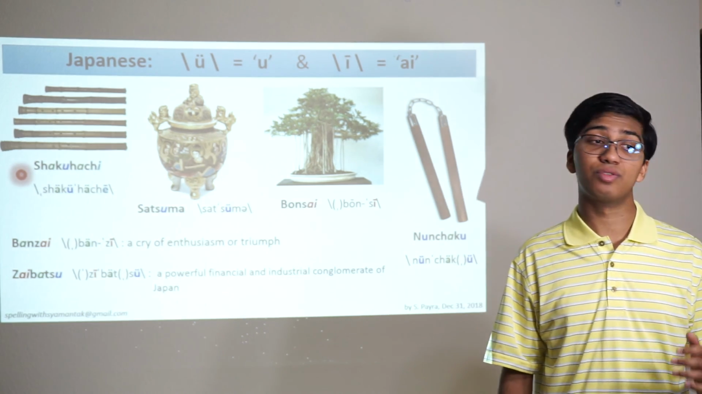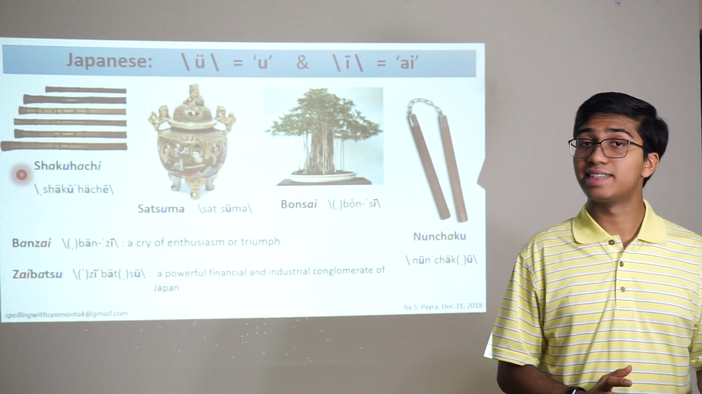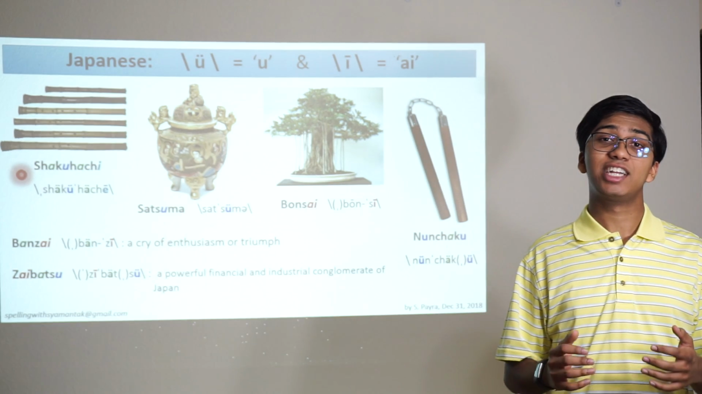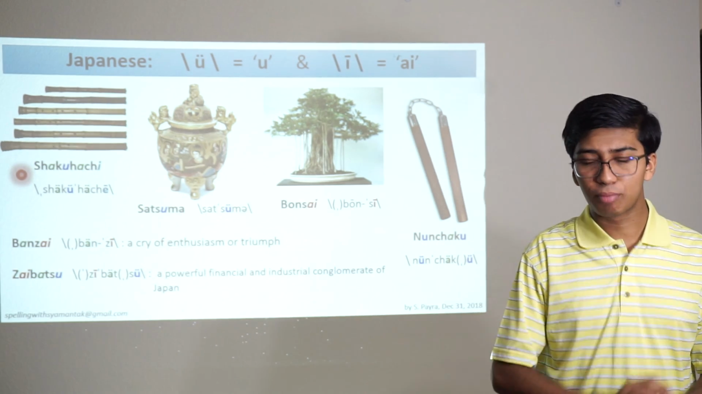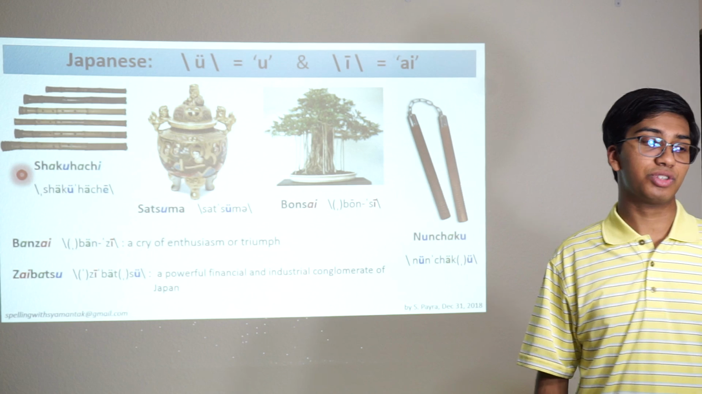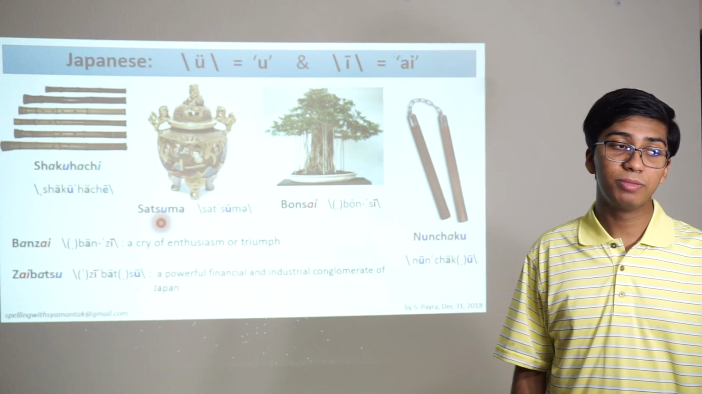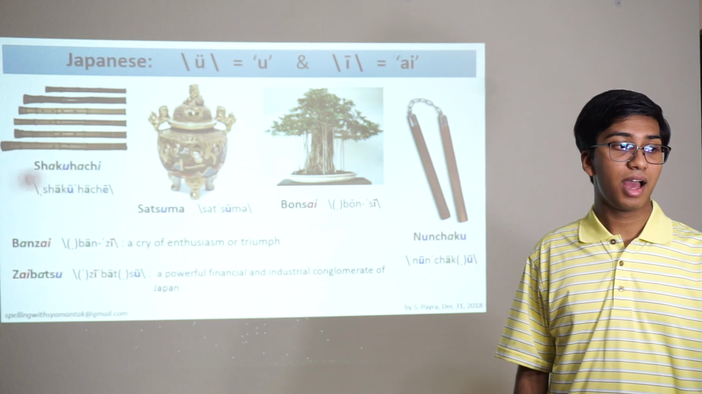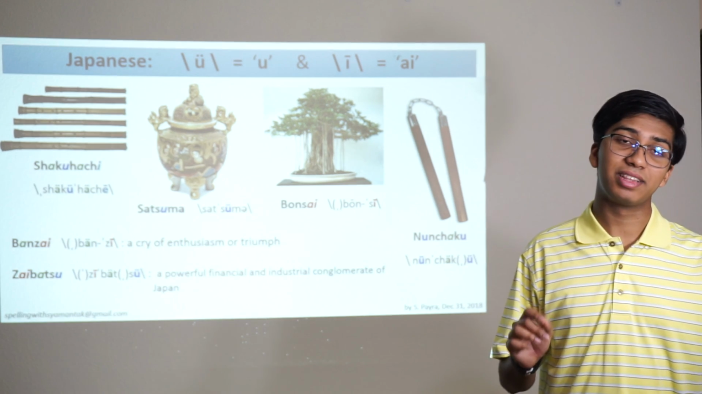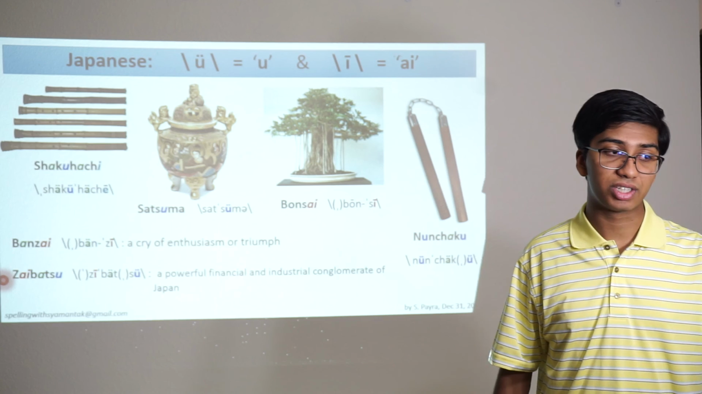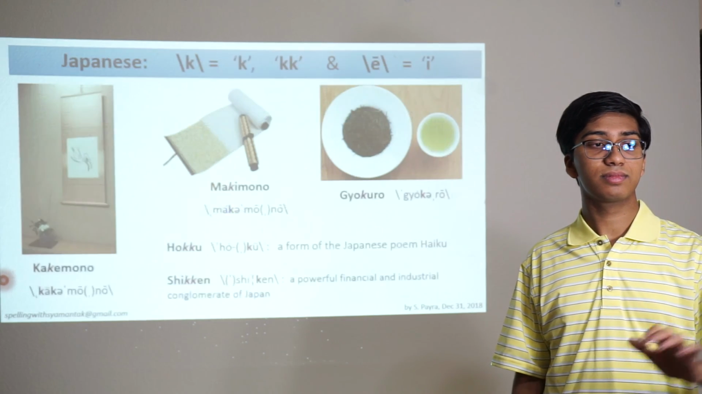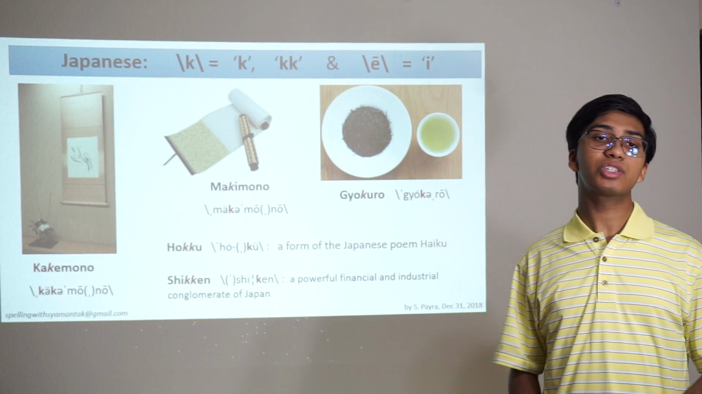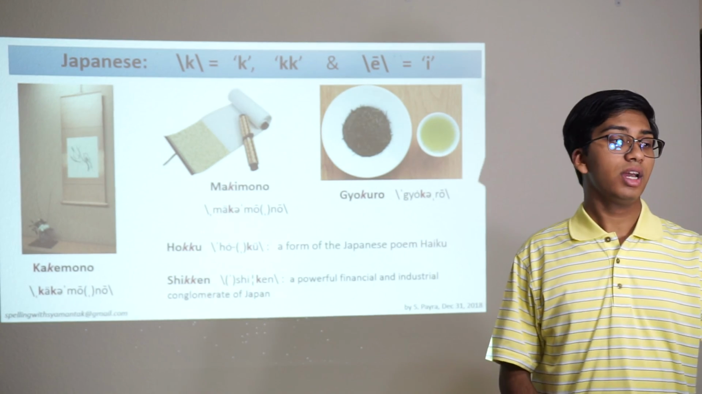Shakuhachi is the Japanese bamboo flute, just sha, S-H-A, ku, K-U, ha, H-A, chi, C-H-I. Break it down if it's needed, they're not usually too complex. Satsuma, also phonetic, bonsai, nunchaku, banzai, keep in mind the Z sound there, zaibatsu. Same goes with the K sound, except for cases where you have a harder K.